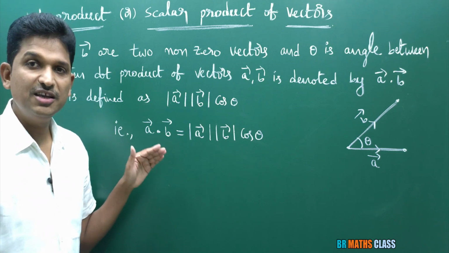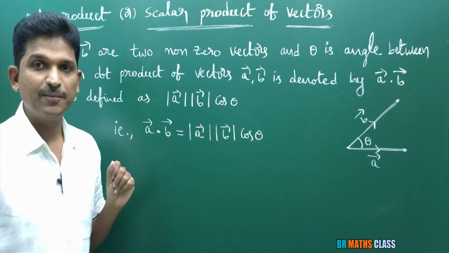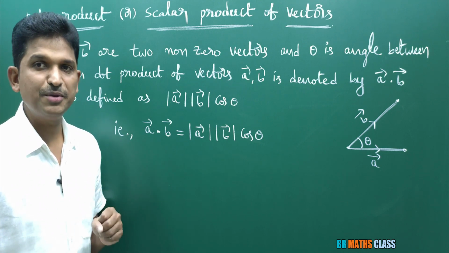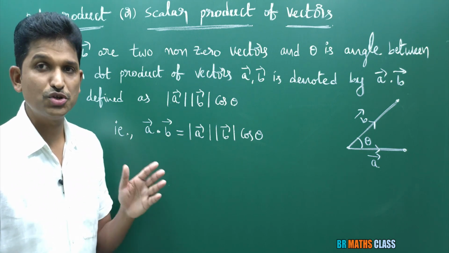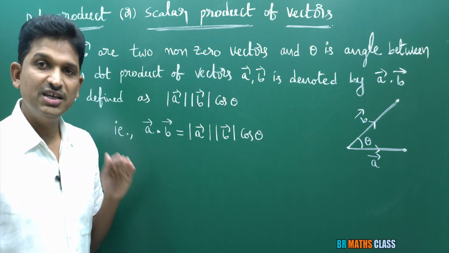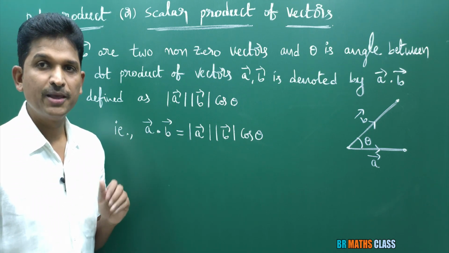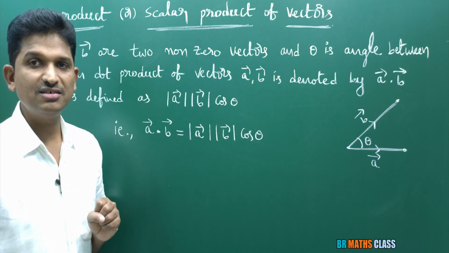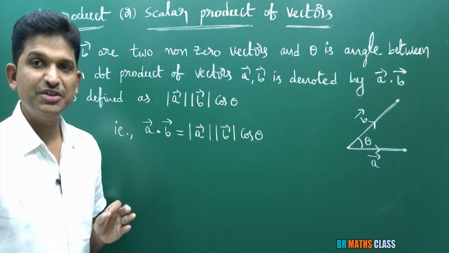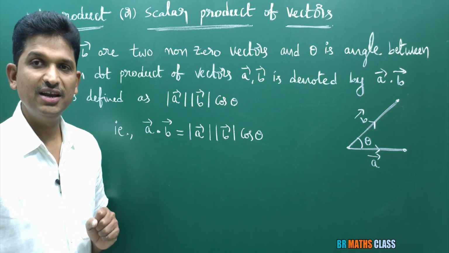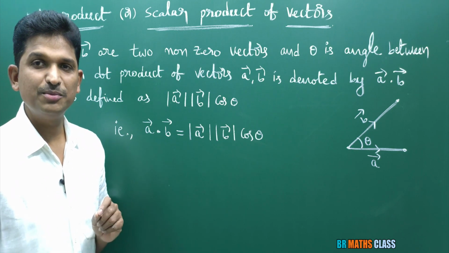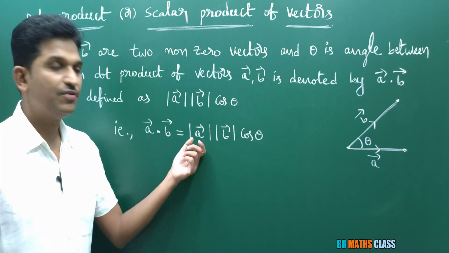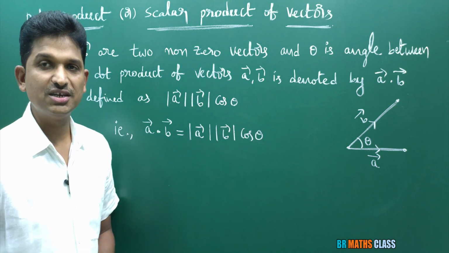There is nothing much in this to explain. The geometrical meaning of dot product of vectors I'll explain while explaining the definition of projection of a vector. So here in this definition, you need to know this: a bar comma b bar are any two non-zero vectors and theta is the angle between the vectors a bar comma b bar. Then the dot product of vectors a bar comma b bar is denoted by a bar dot b bar and it is defined as magnitude of a bar into magnitude of b bar into cos theta.